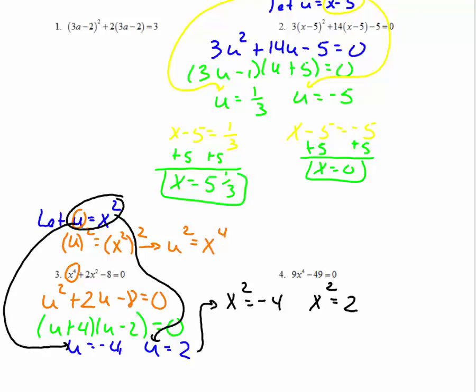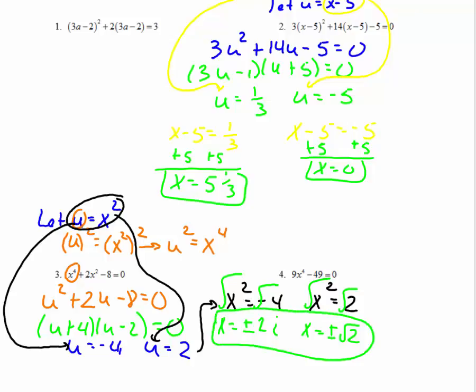This is the square root property, so we'll take the square root of the left and the square root of the right, not forgetting plus or minus. And what's the square root of negative 4? Well, that's 2i. And we'll take the square root of the left and the square root of the right, not forgetting plus or minus, and the square root of 2 we'll leave as the square root of 2. So I have 4 answers: 2i, negative 2i, square root of 2, and negative square root of 2. We ended up with 4 answers because our degree was 4.